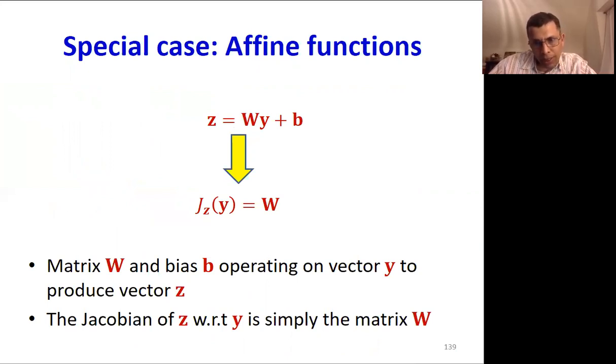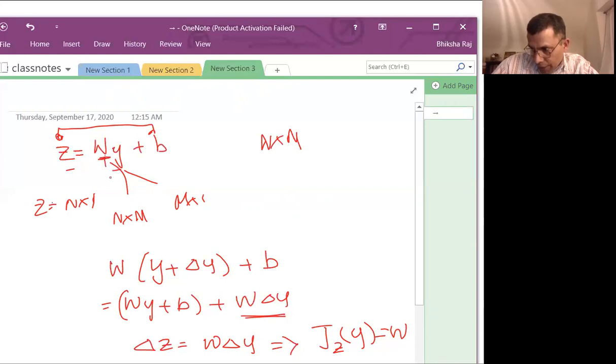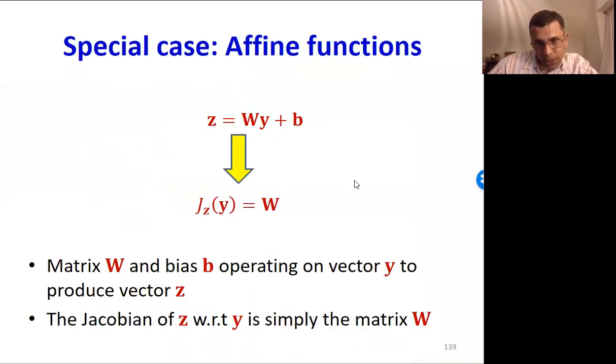Now you can also check the sizes over here. Z is n cross 1, y is m cross 1. So we know that when I take the derivative of z with respect to y, that derivative has to be n cross m. And check the size of W, that is indeed n cross m. So it matches. This is an m, this is an n. I'm having trouble writing on my tablet. So the sizes will match.